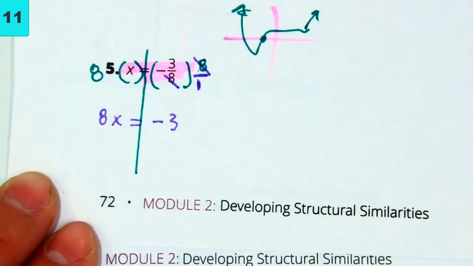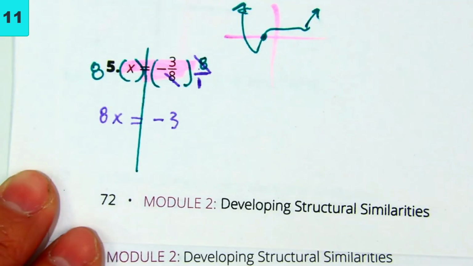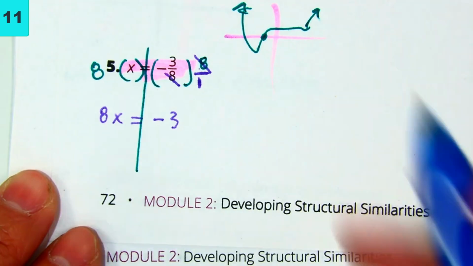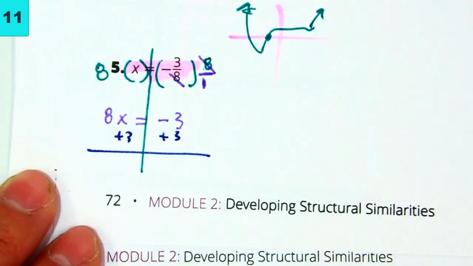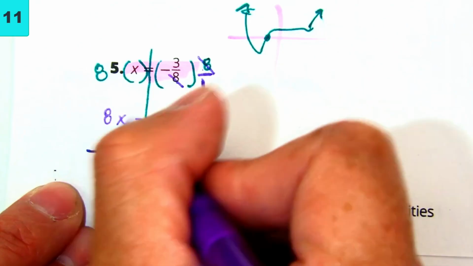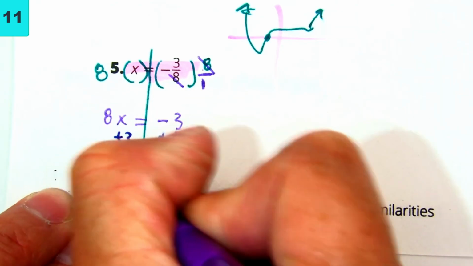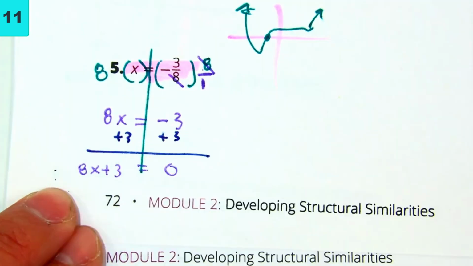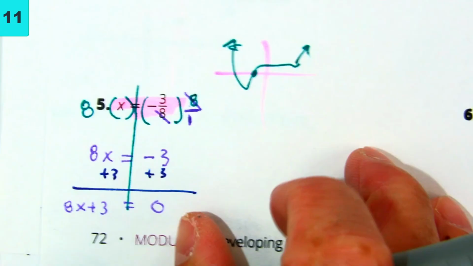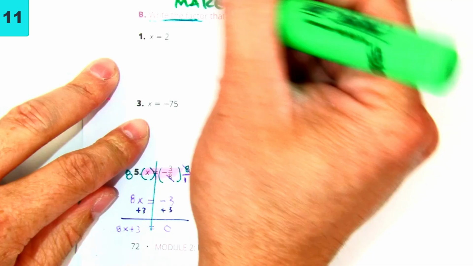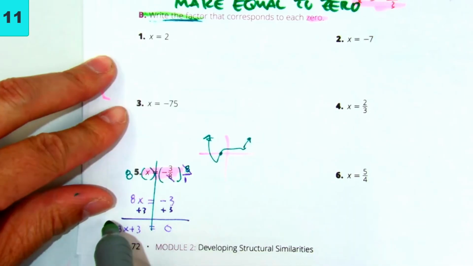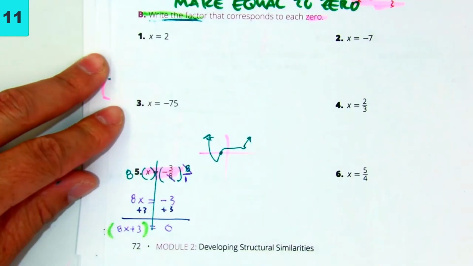Class, what's next? How do I make sure that's equal to 0? We're going to add 3 now. Class, does that become 11x? What is this over here? And that's what I wanted. The problem tells us to write the factor. Here is my factor because it's set equal to 0.